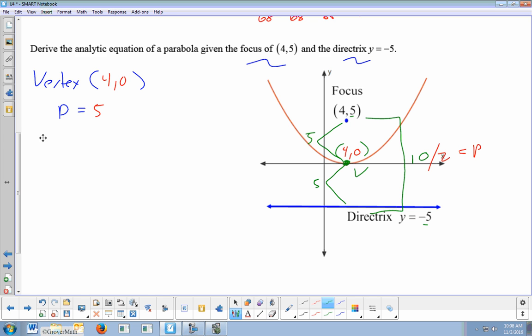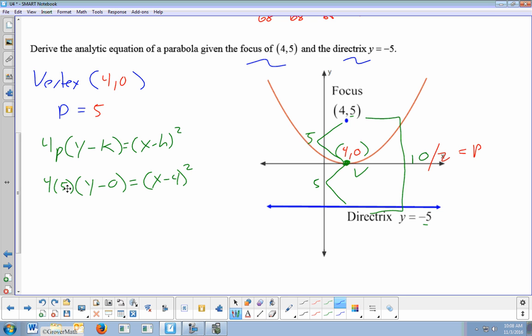All right, but let's plug this in now. So it's 4p is 4 times 5. Let me write the whole equation, actually. 4p, since it's off the screen, times y minus k equals x minus h squared. So that's going to be 4 times 5, and y minus the y value of the vertex, which is 0, equals x minus 4, the x value of the vertex, squared. Let's see, over here, that's going to be 4 times 5 is 20. y minus 0 is just y.